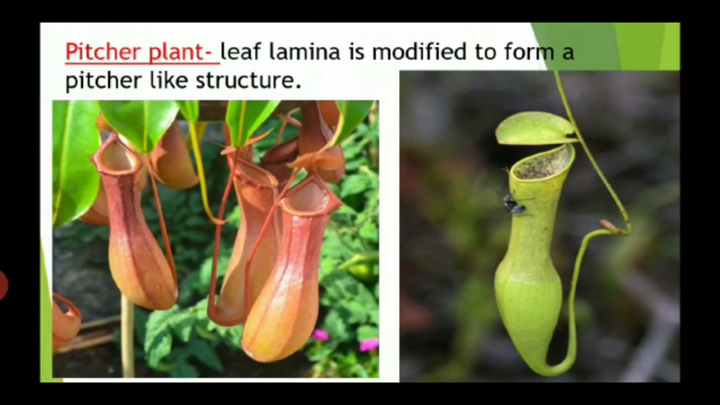Now let us see pitcher plant. In a pitcher plant, the leaf lamina is modified to form a pitcher-like structure. The apex of the leaf is modified into a lid which can open and close the mouth of the pitcher. Inside the pitcher there are hairs which are directed downward. When an insect lands on the pitcher, the lid closes and the trapped insect gets entangled in the hair. The insect is digested by the digestive juices secreted in the pitcher.